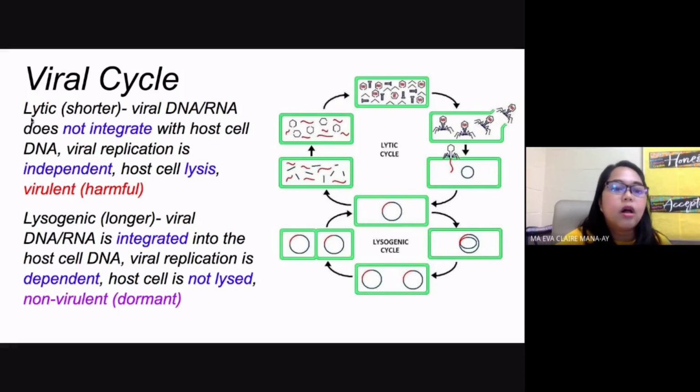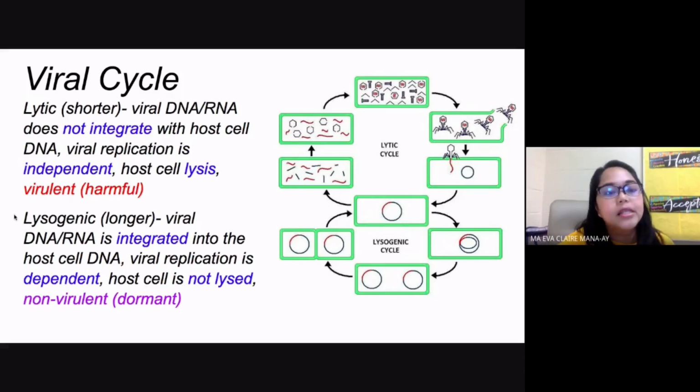And so we call the lytic stage the shorter stage, and this is also the virulent stage. That means your virus here is very, very harmful. It is replicating itself inside the host cell, but it's not actually using the DNA of your host cell. So it does not actually care about the host cell at this point. So what it does is that it kills all the host cell. And so we say this is the more harmful stage of the viral cycle.